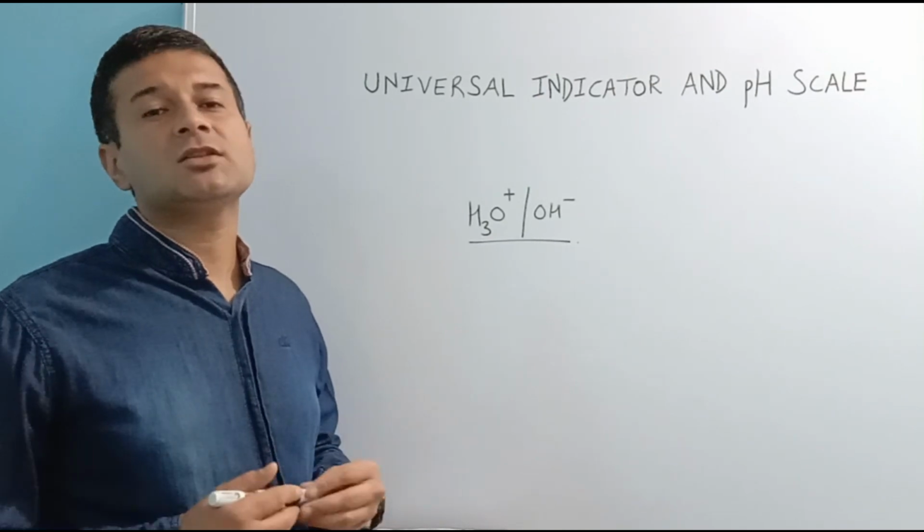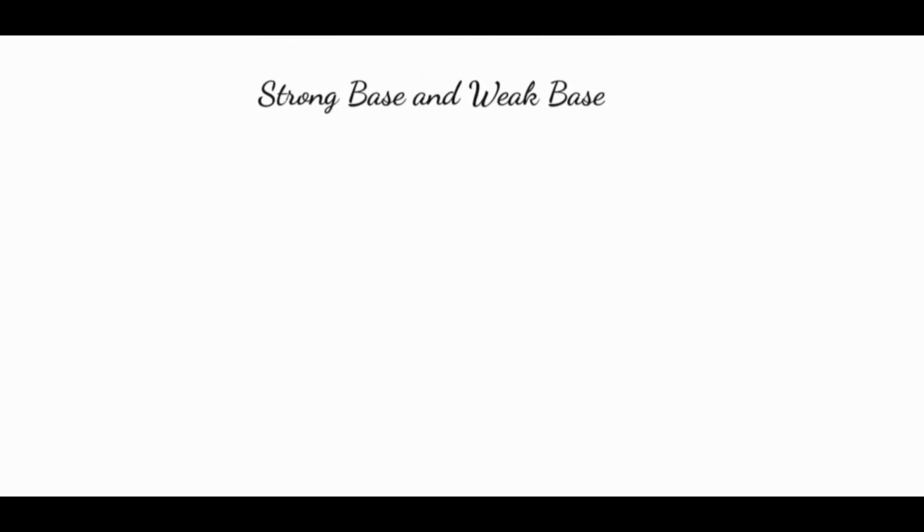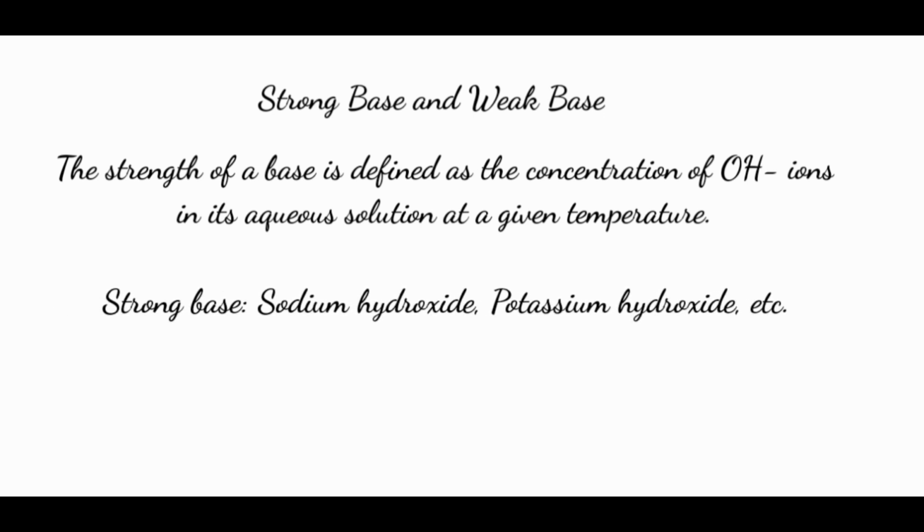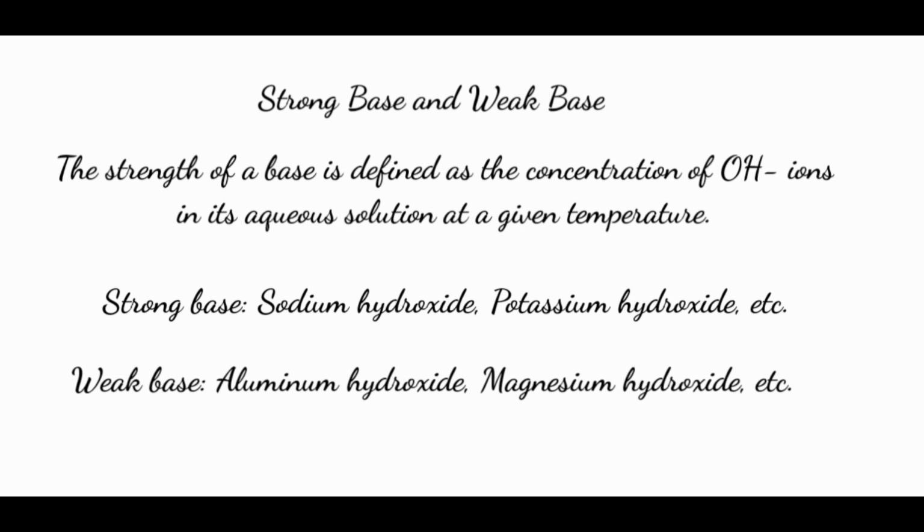What is the strength of a base? The strength of a base is defined as the concentration of OH minus ions in its aqueous solution at a given temperature. Bases that give rise to more OH minus ions are strong bases, whereas bases that give fewer OH minus ions are said to be weak bases. Some examples of strong bases are sodium hydroxide, potassium hydroxide, etc. Some examples of weak bases are aluminum hydroxide, magnesium hydroxide, etc.